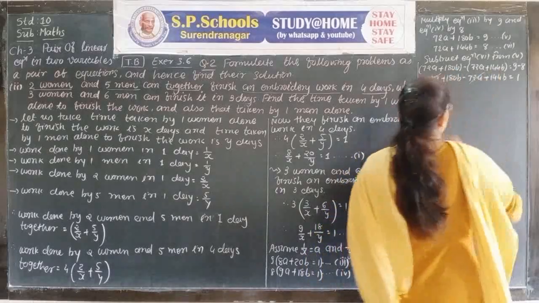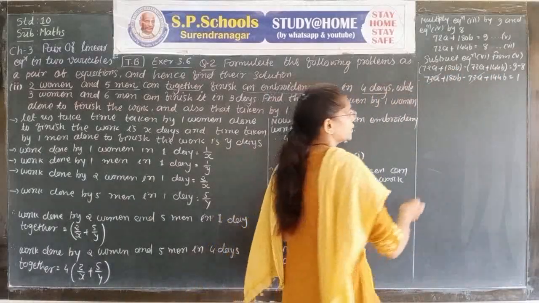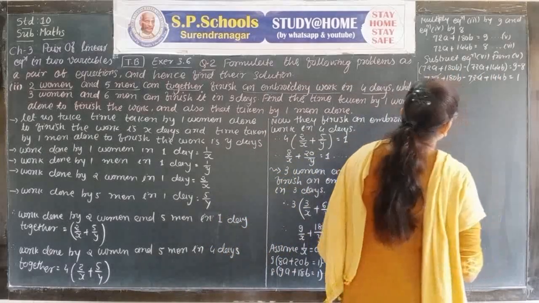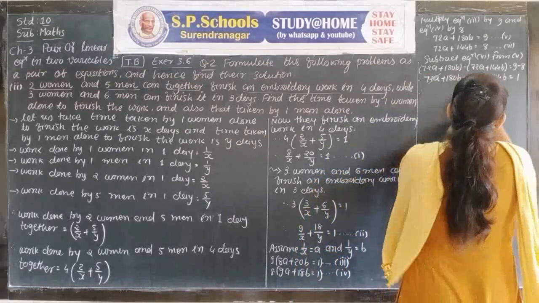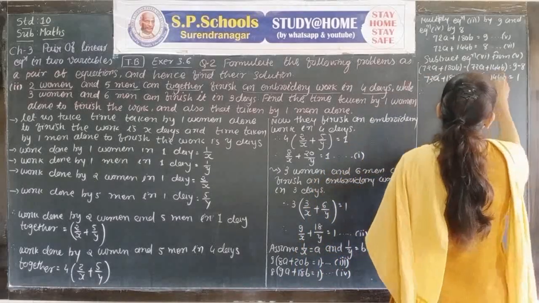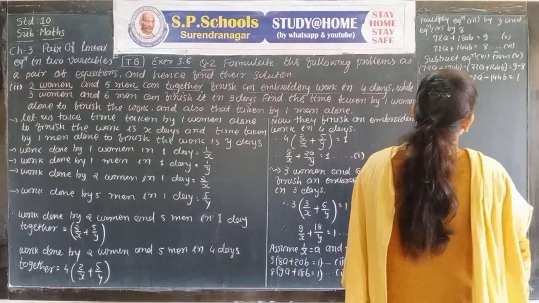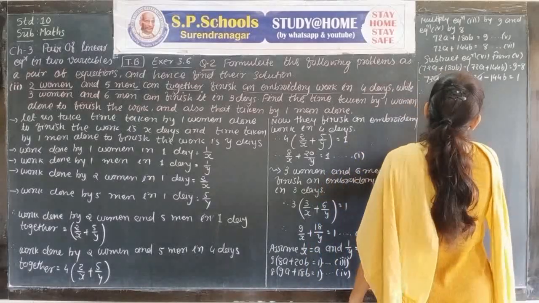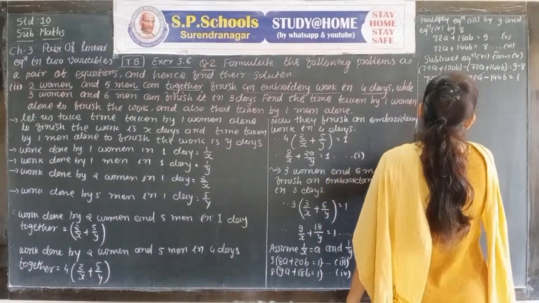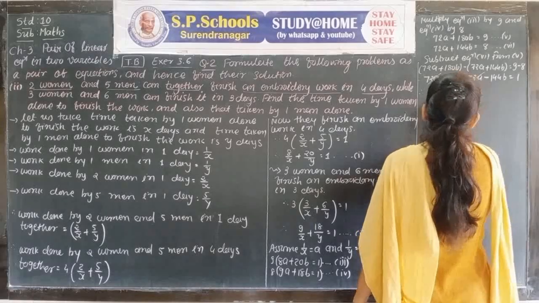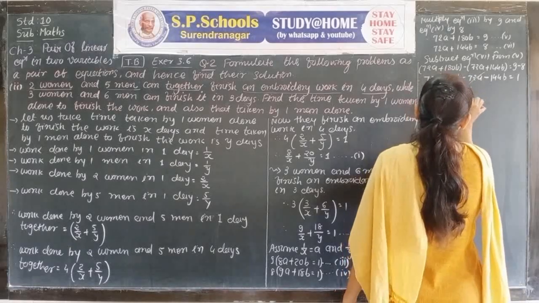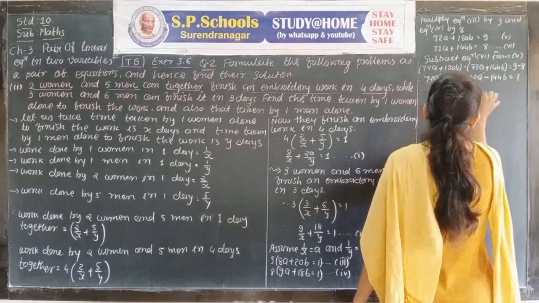Plus and minus 72a cut here. We are using the elimination method here. Now 180 minus 144 gives 36. 36b is equal to 1. That's why the value of b is 1 upon 36.